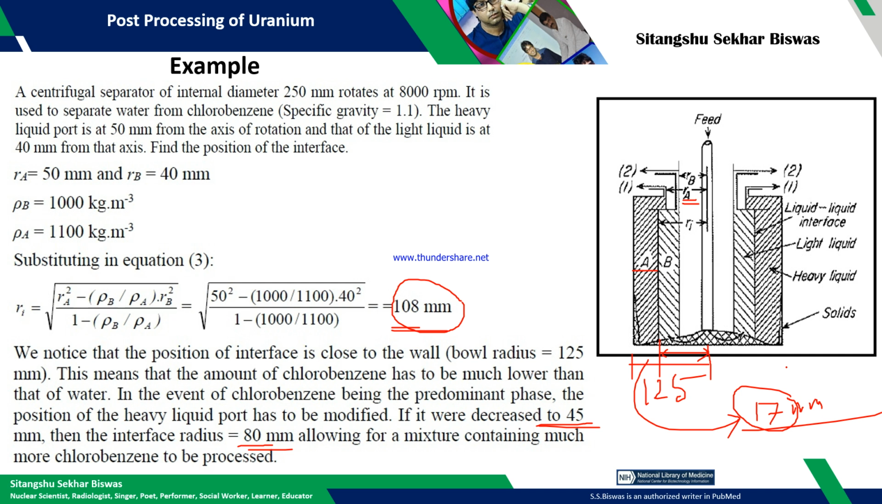After calculating the position of the interface, if that volume is lower than the volumetric ratio of the liquid, then definitely it is to be altered. All these things you have to do based on your mixture, the density and other parameters. Now the second question is how to know that the equilibrium state is reached.